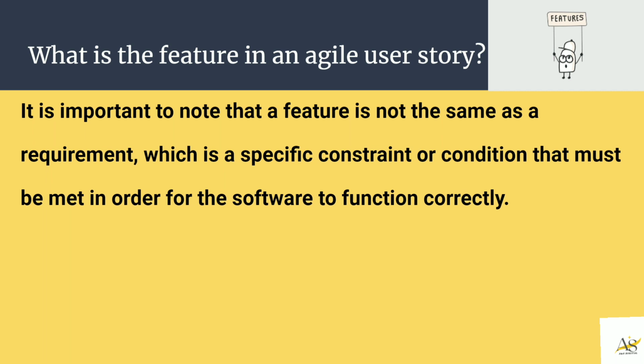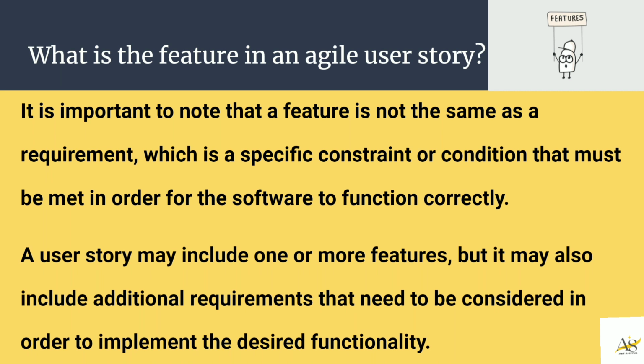So the user story may include one or more features, right? It may not be restricted to just one feature. And so it might include these additional requirements, like I just discussed, that need to be considered to implement that desired functionality. So we have to consider how many requirements are generated from a particular feature to get that implemented. And that kind of leads you to how much velocity it will take away in a sprint.